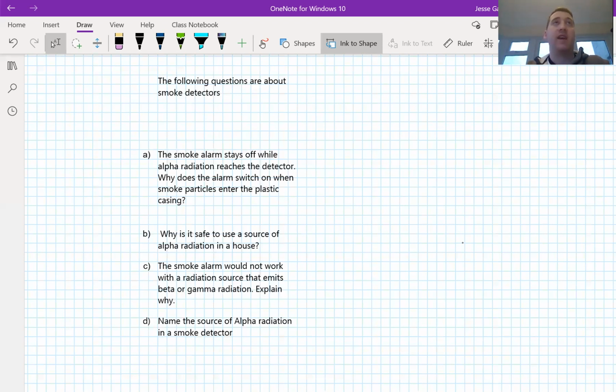And if the alpha radiation is not reaching the detector, then the alarm goes off. Okay, so hopefully you said something like that. I'm not going to say exactly what phrasing you should have, but I've told you the key parts you should have in your answer. B, why is it safe to use a source?